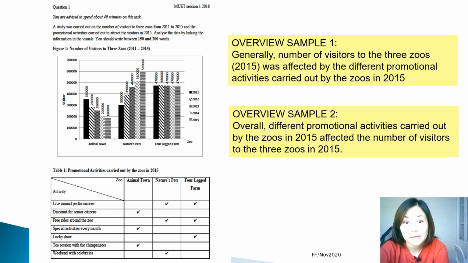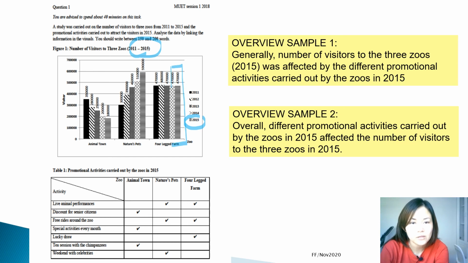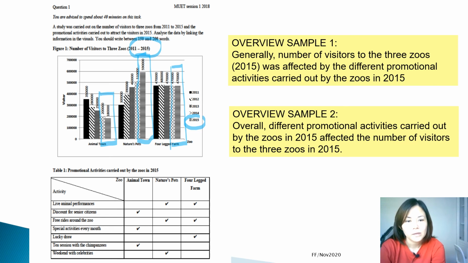Okay, let's take a look at the example of an overview sample that we can make here. Because I have mentioned to you just now, whatever comes in Figure 1, because of the year, we can only relate what happened in 2015 to what happened with the promotional activities. So that is the only link that we can make. People, you can actually talk generally about the number of visitors to 3 zoos. Mention the year, because there is only one year related to the promotional activities.